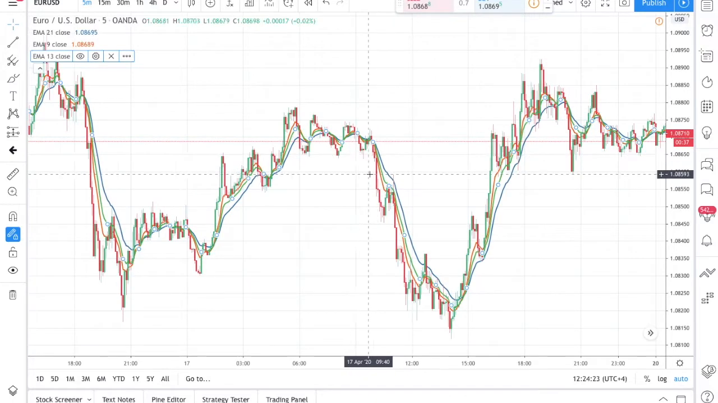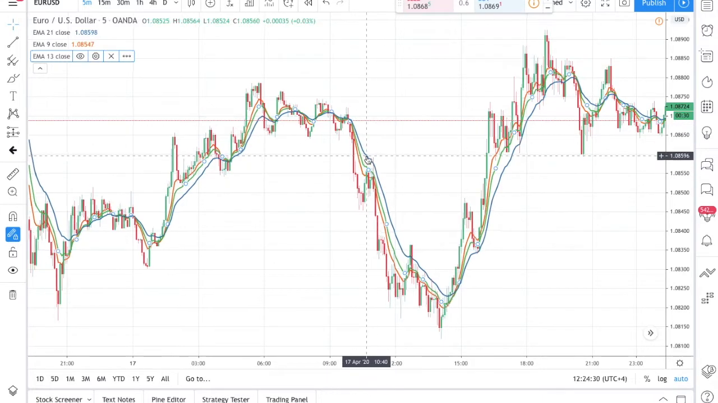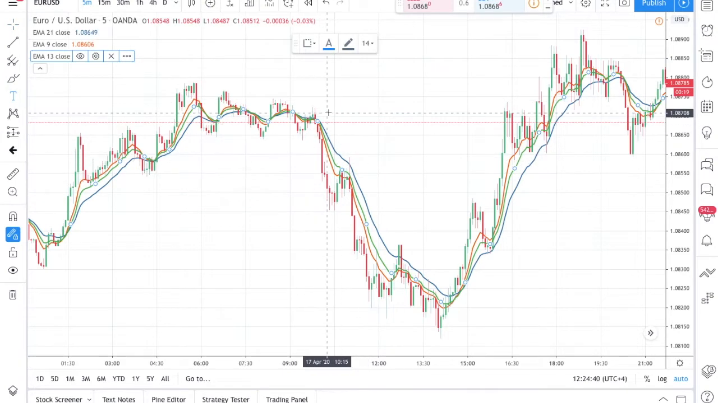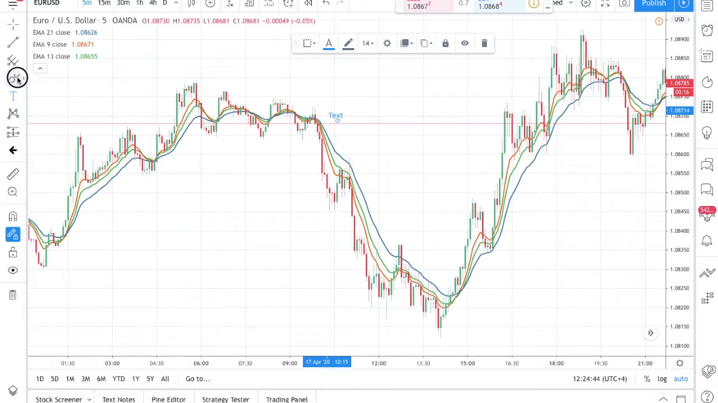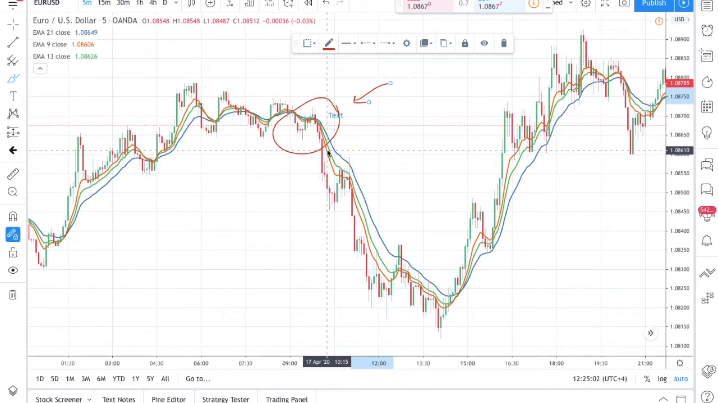As you can see the lines here, whenever the green and the orange line are below the blue line, that means that there is an opportunity for a sell order. Let me show you guys here. You see this side here, the green and the orange line are crossing the blue line and coming down. So the orange and green, which are the 9 and 13 EMA, are below 21. Whenever this happens, this means that we have an opportunity to open a sell trade.